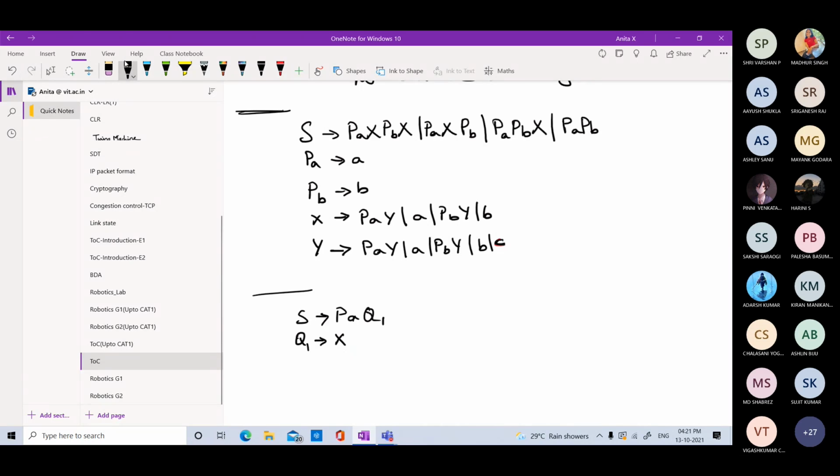Ma'am, rather than doing this, can't we have two non-terminals, for PAX and CBX? You can make it as Q1 and you can make it as Q2. Okay. You'll be introducing two new non-terminals. That's it. Okay. Yes.